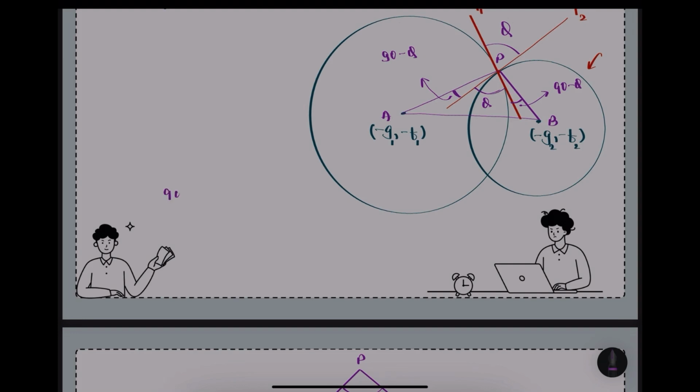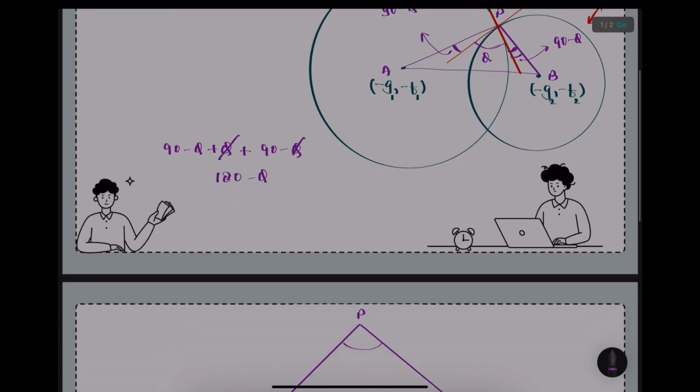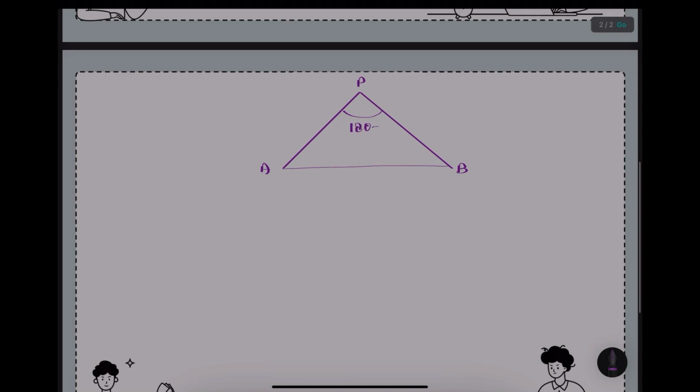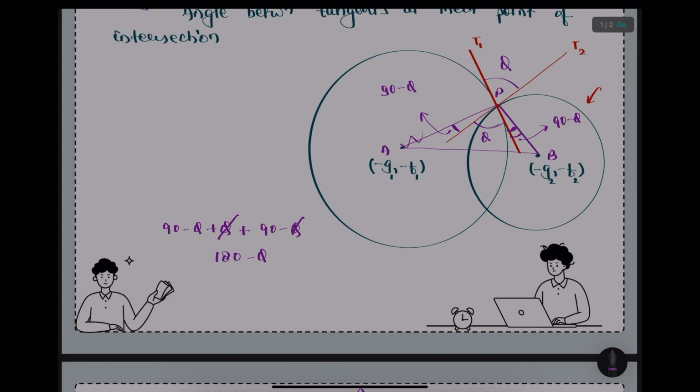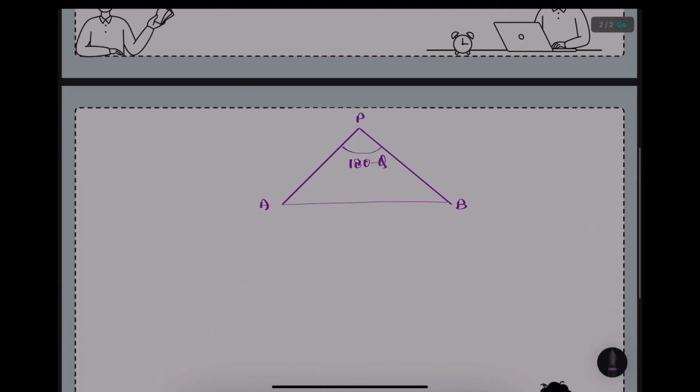Now add everything. This part is 90 minus theta, then this thing is theta, then this thing is 90 minus theta. Just add everything, and we will be left with 180 minus theta. So can I say that this angle is 180 minus theta, and we are interested in theta? Now please be focused on AP. Who is AP? AP is the radius of the first circle, so I go with R1.